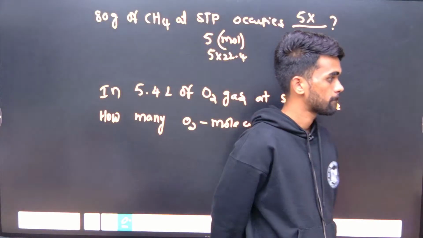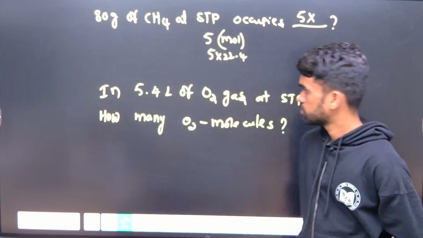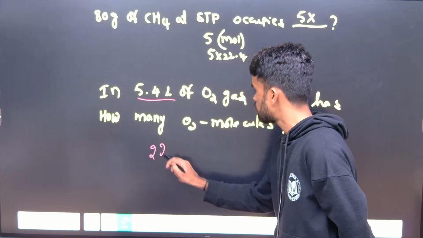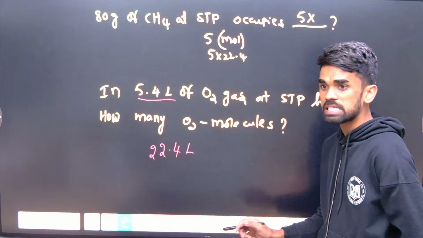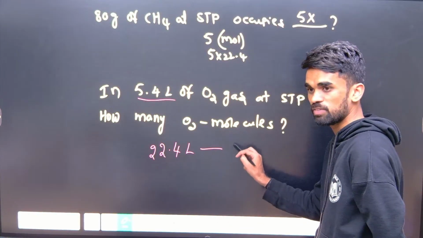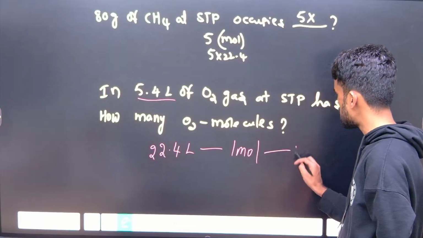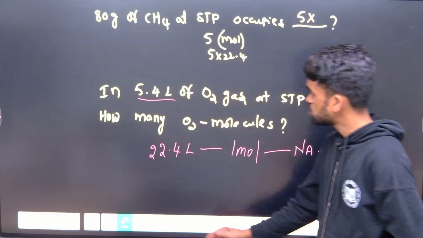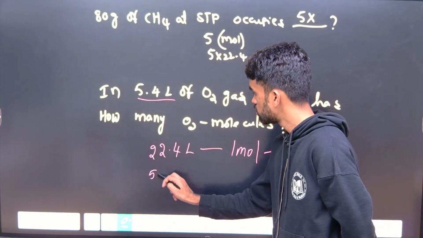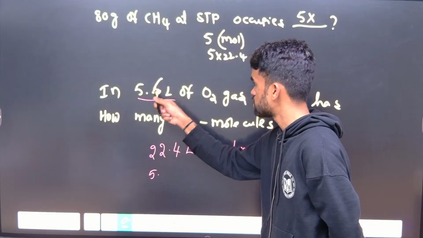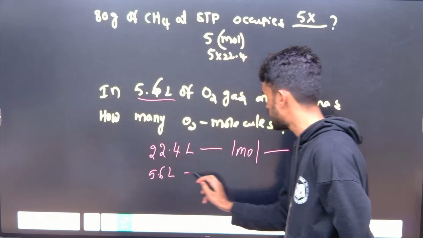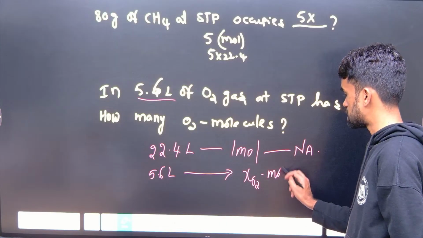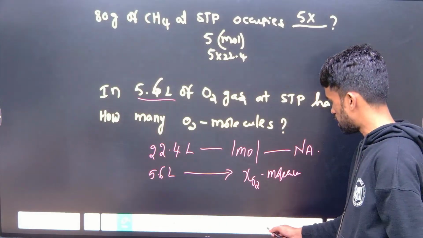22.4 liters has 6.022 into 10 power 23. So what we need to know? First of all, you know that 22.4 liters of any gas will be 1 mole, and it contains Avogadro number of particles, like O2 molecules right now. So how much volume did I give at STP? 5.4 or 5.6? 5.6, sir. Okay, we will take 5.6 for simple calculation. So 5.6 liters means X O2 molecules. This X we need to know. So what should I do?